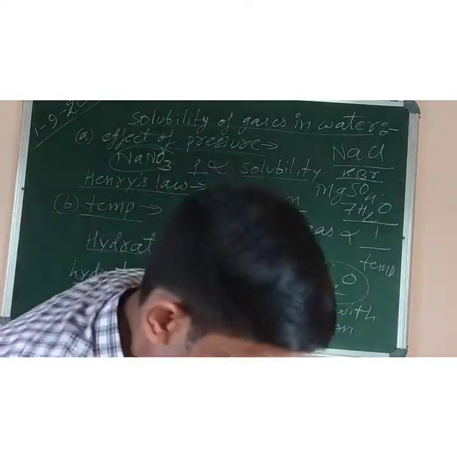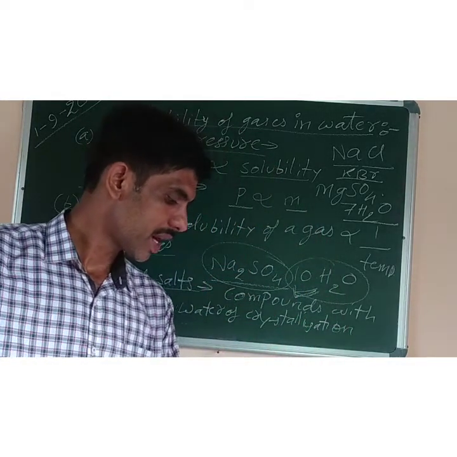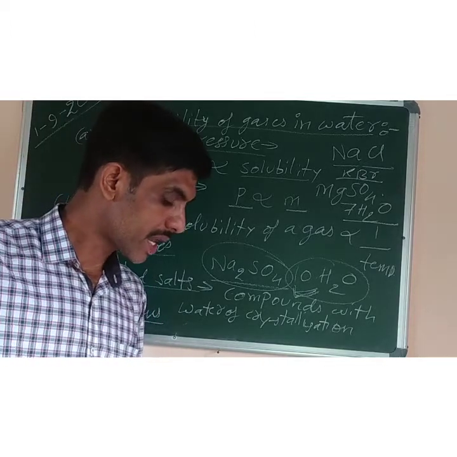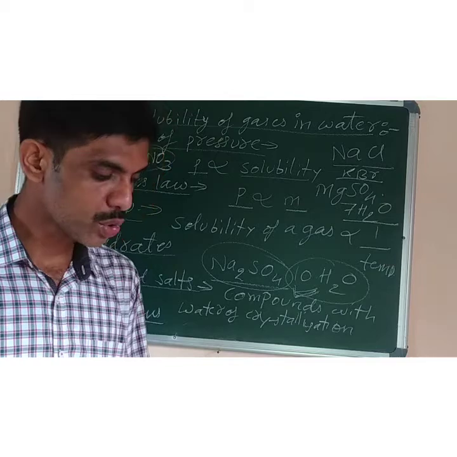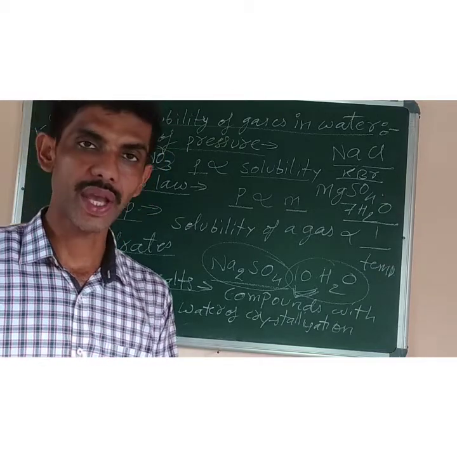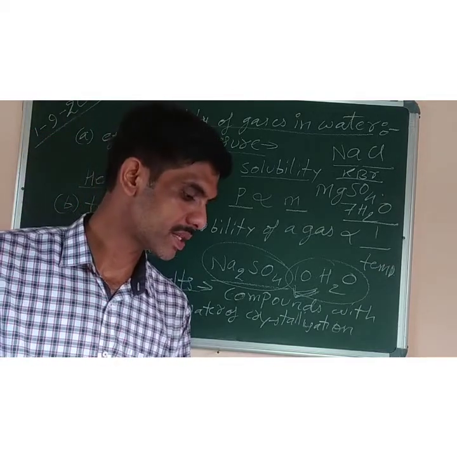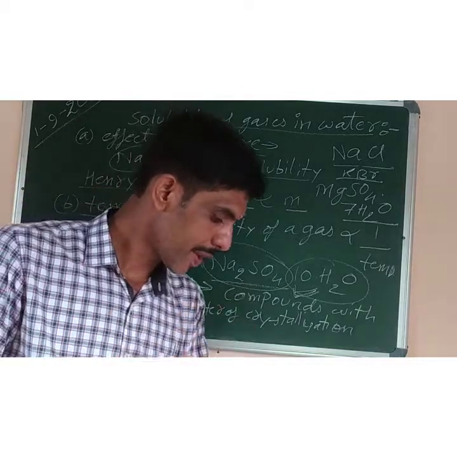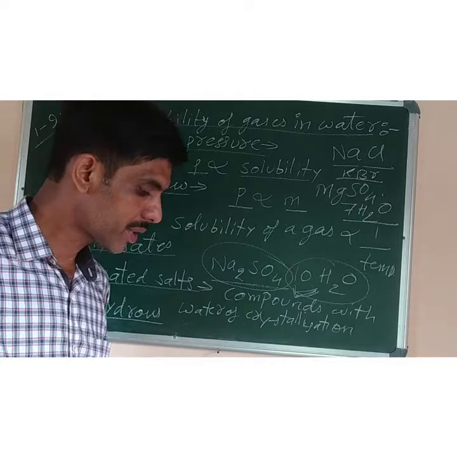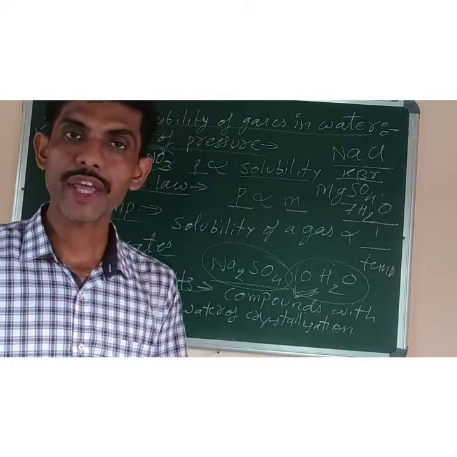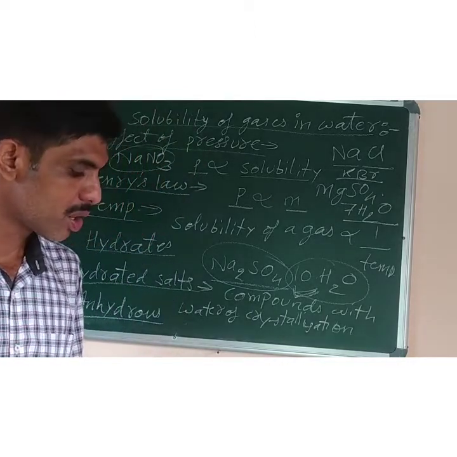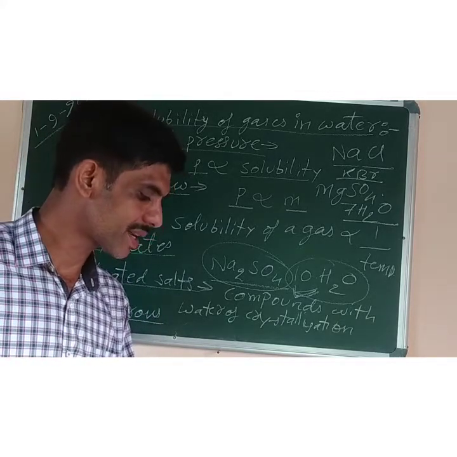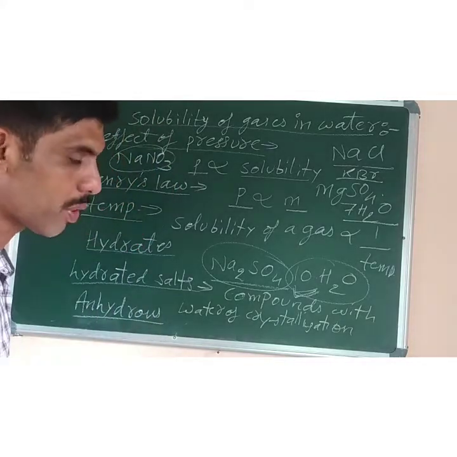Okay, so next we have to study efflorescence. I will just explain it. Then deliquescence, after that hygroscopic substance, then drying and dehydrating agent, and then we'll complete the syllabus. So what is efflorescence? The phenomenon in which a crystalline salt on exposure to the atmosphere loses partly or completely its water of crystallization is called efflorescence.